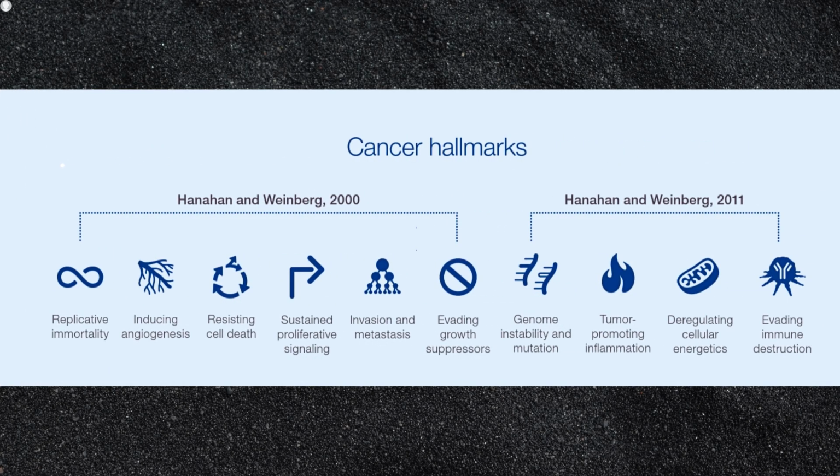So the cancer cell hallmarks include replicative immortality, inducing angiogenesis, resisting cell death, sustained proliferative signaling, invasion and metastasis, evading growth suppression, genome instability and mutation, tumor promoting inflammation, deregulating cellular energetics, and evading immune destruction.